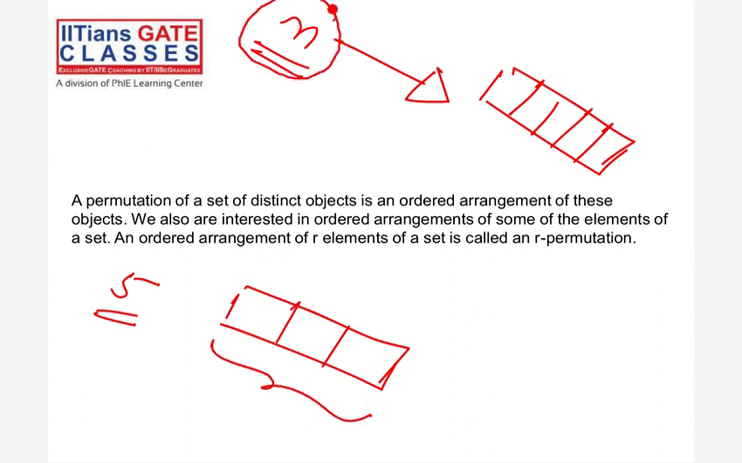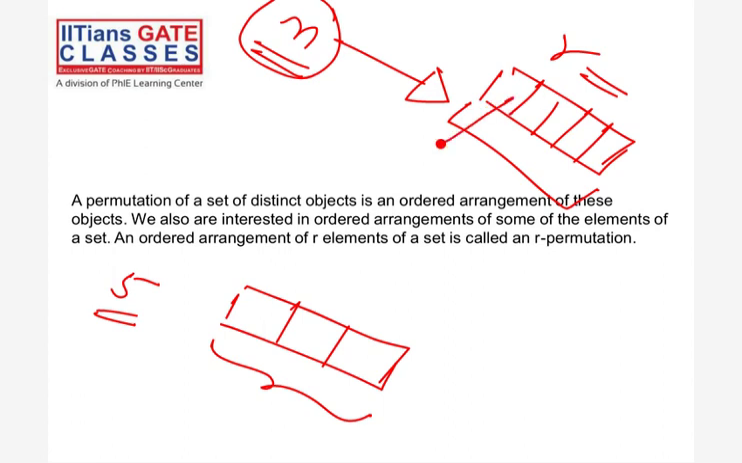So if we have n students, and assume that we only want r students, for example, let's assume the length of this line is r. So we want r students to stand in this line. How many ways can we do this?